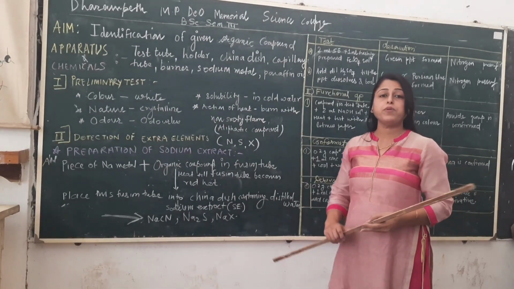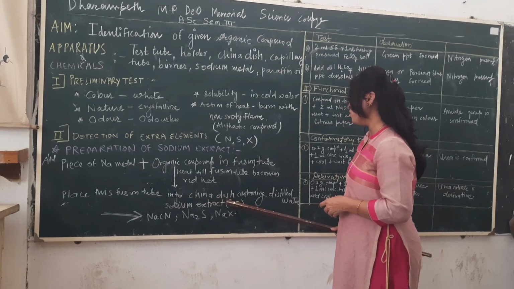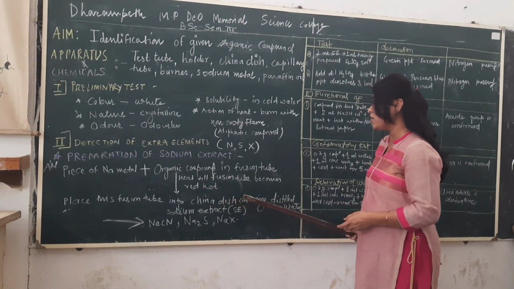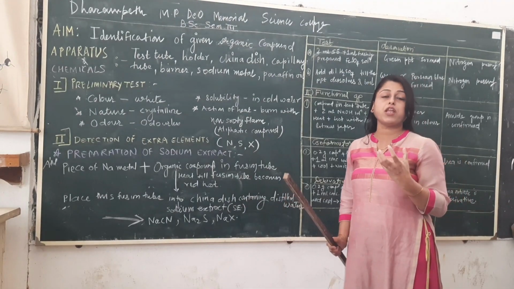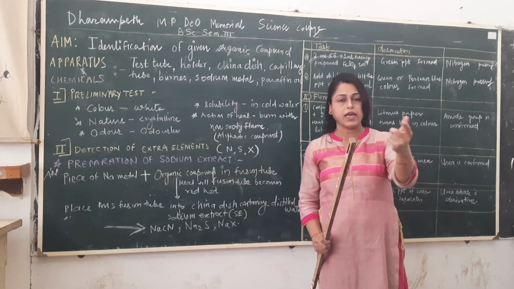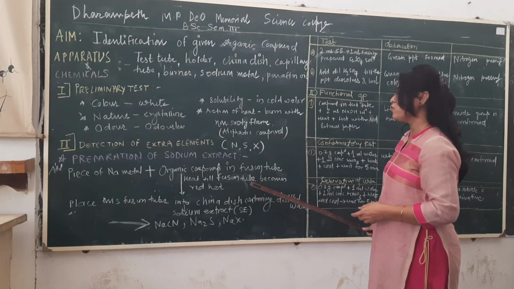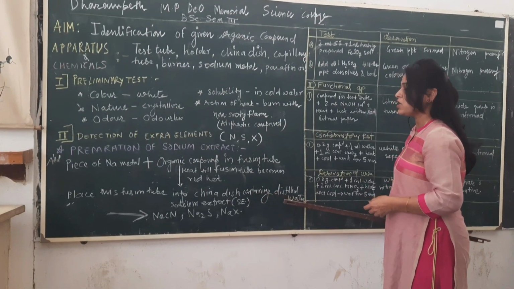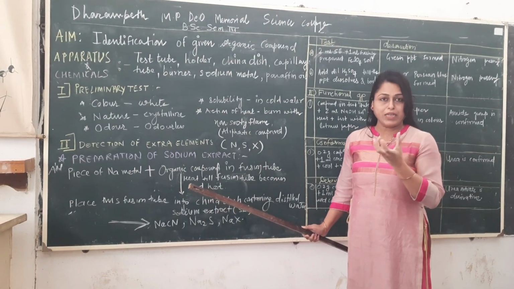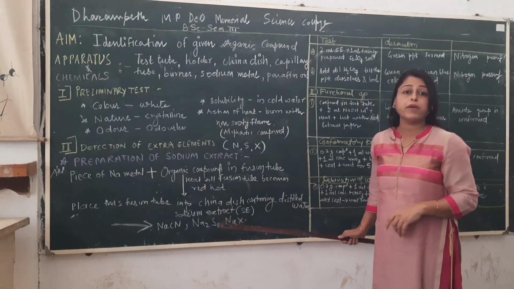As the fusion tube becomes red hot, you have to enter that fusion tube into the china dish, which is already containing 15 ml of distilled water. So all these things we will perform directly on the table also. After entering the red hot fusion tube into the china dish containing distilled water, we will get some liquid. Filter that liquid, and that will be our final sodium extract.